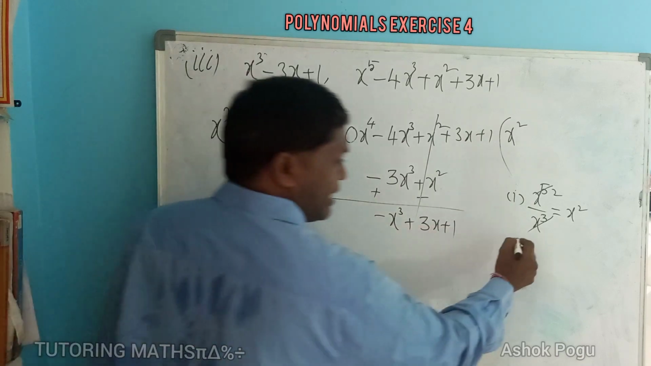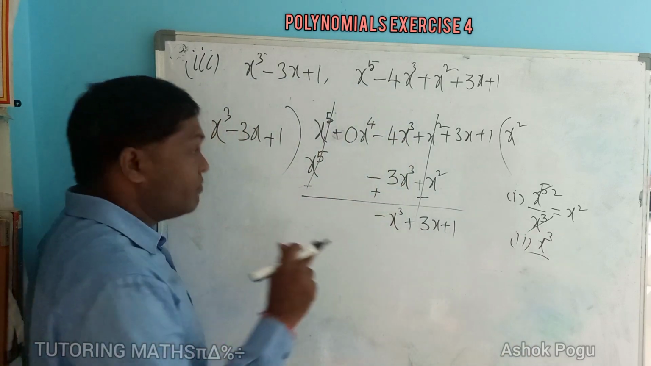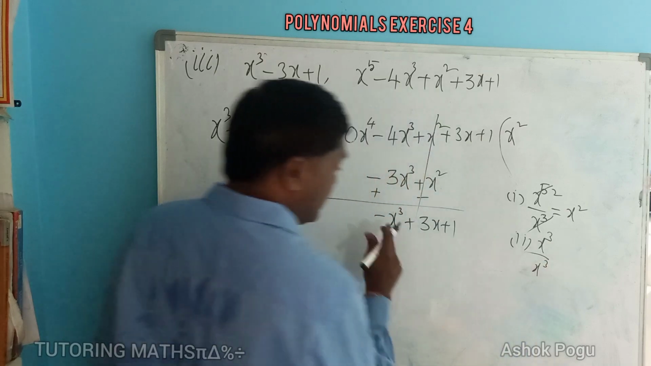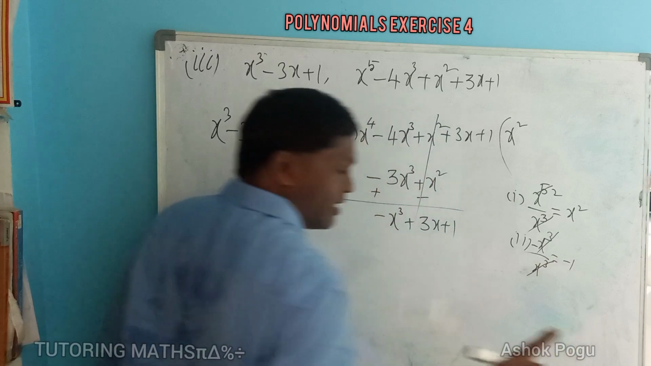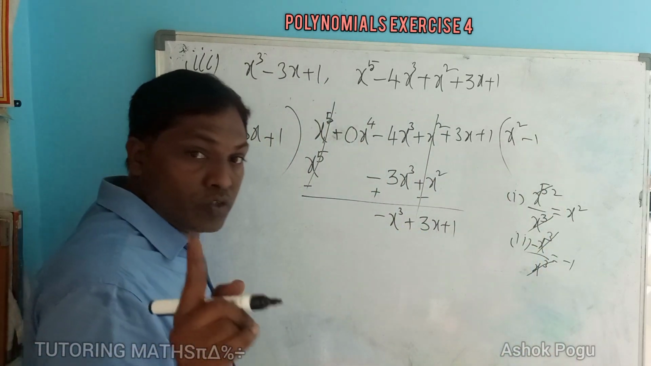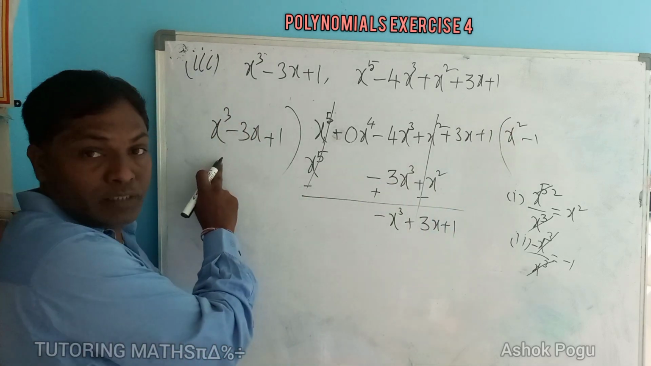Now coming to the second step. Second step, x cube is the first term of the dividend and the first term of the divisor is x cube, and it is minus x cube. You take minus x cube, it gets cancelled. Finally we got minus 1 as the quotient. Second term of the quotient is minus 1. You multiply by minus 1 the whole expression.